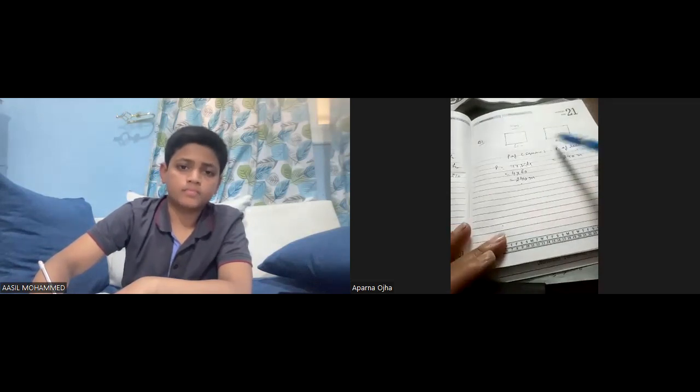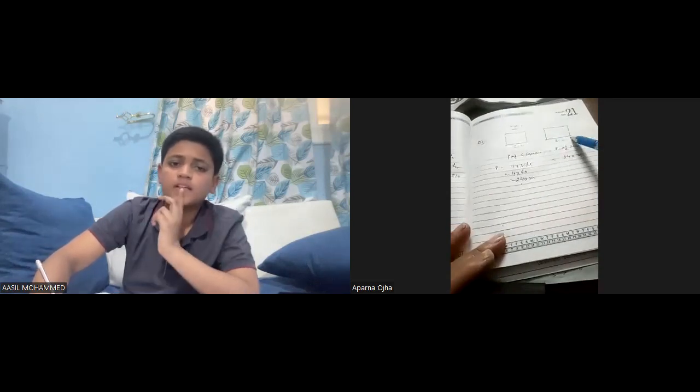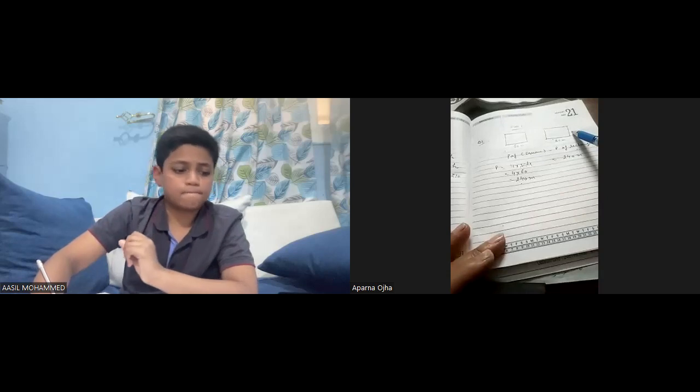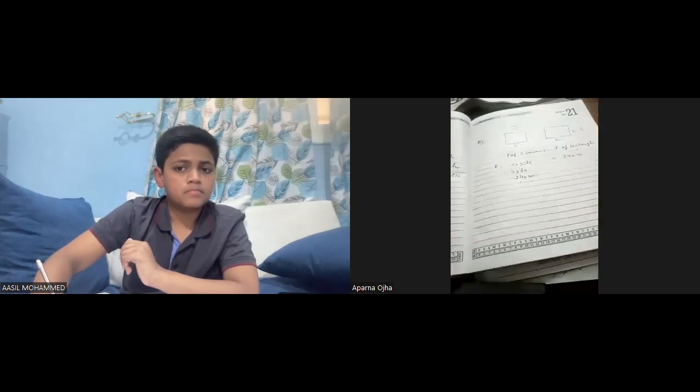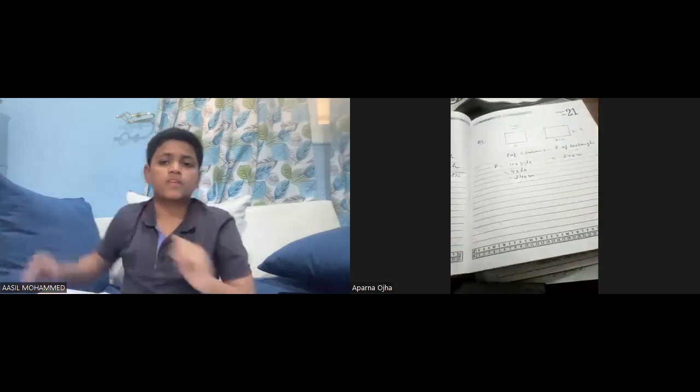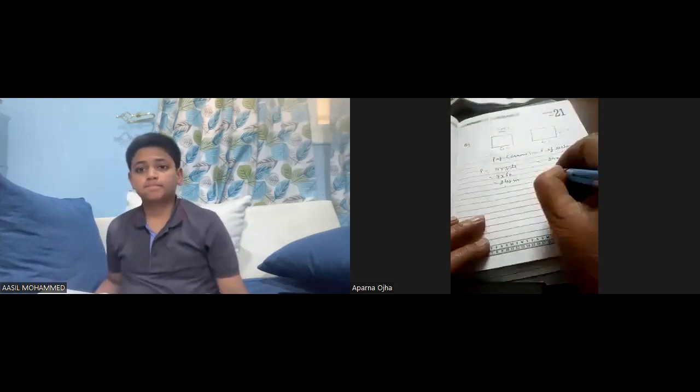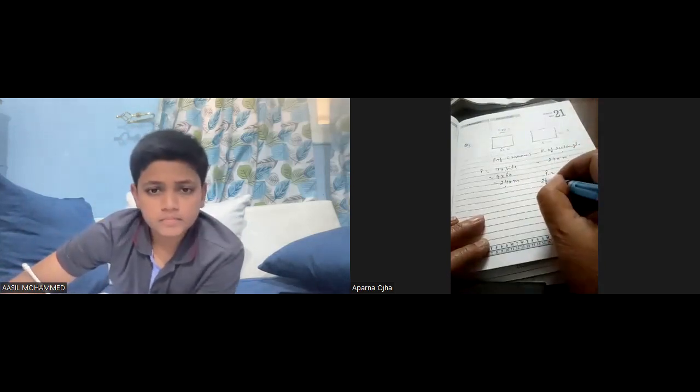But in this rectangle, only the length is given. The breadth is not given. Can you find the breadth? What is the formula for the perimeter of the rectangle? 2 into (L plus B). Yes, very good. Perimeter equals 2 times (length plus breadth). Here you can write 240 equals 2 times (80 plus B). Length is 80, and the breadth you have to find.